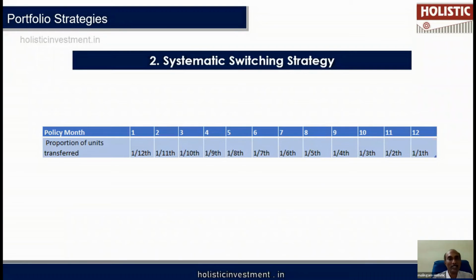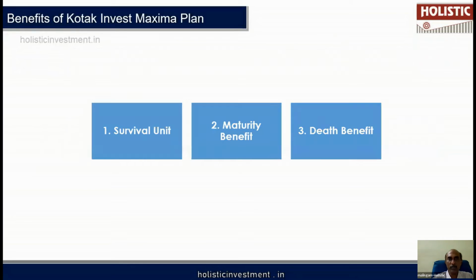Systematic switching strategy. This works similar to systematic transfer plan in mutual funds, where you invest a lump sum money in one particular scheme, can maybe an equity fund or a fixed income fund. From there, you transfer every month, every quarter, every year to another asset class or another scheme, right? Here you are switching from equity to debt, or you can switch from debt to equity. Like that you can do. This systematic switching strategy is also available. So out of these 2 strategies, whatever is comfortable for you, you can pick and choose.